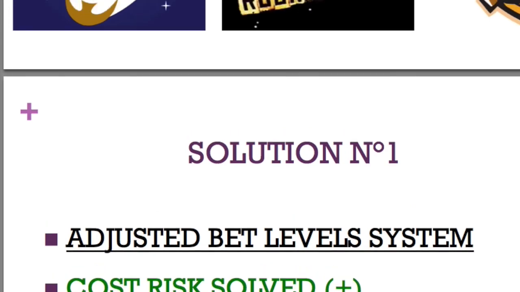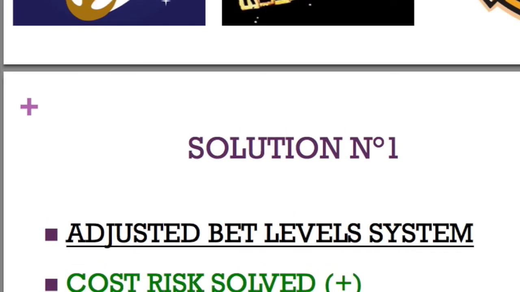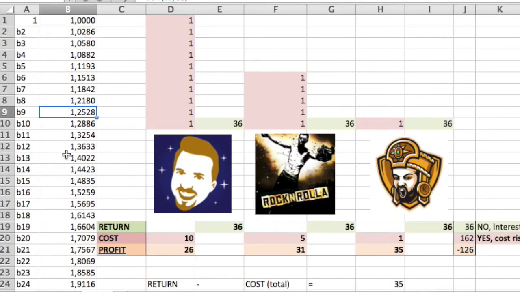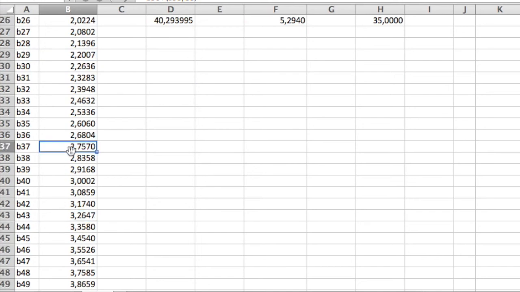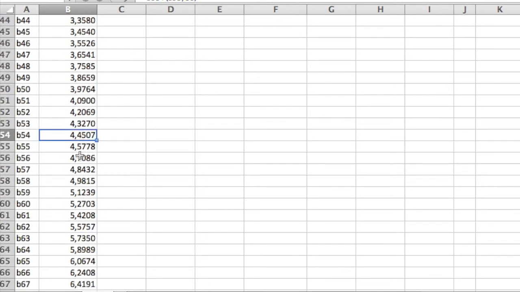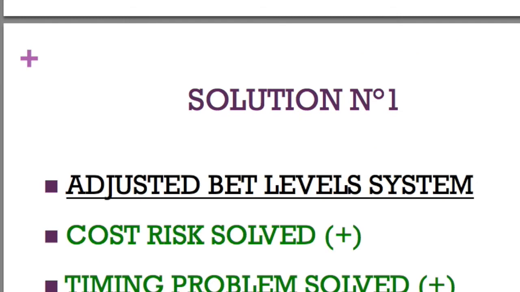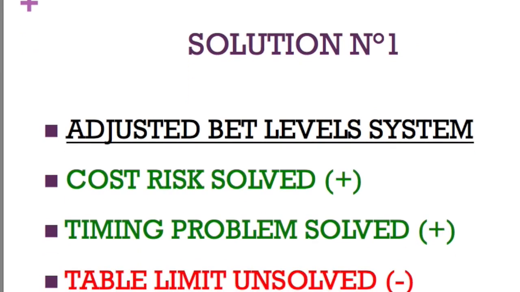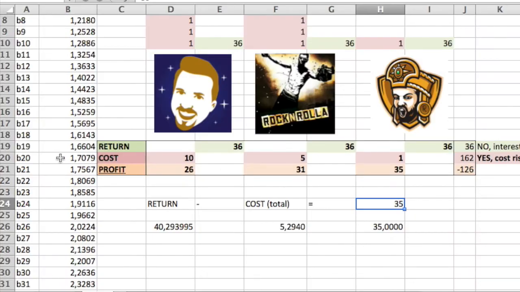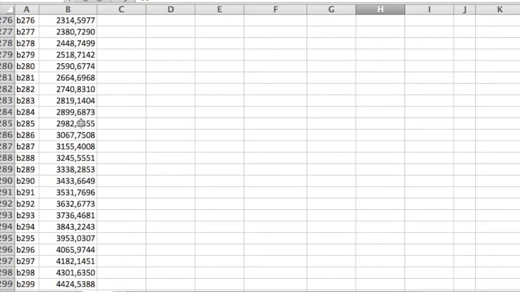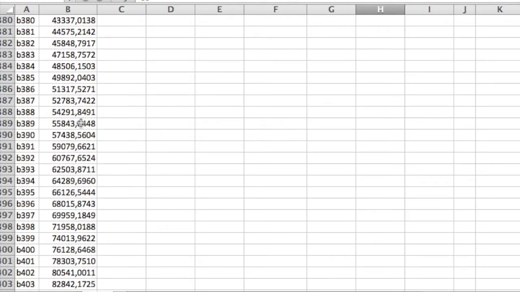So the cost risk is actually solved. The timing problem is solved. So whether it's here or here, or here, you always will profit 35x. But here is a problem: the table limit remains unsolved. As you can see, it escalates very fast.